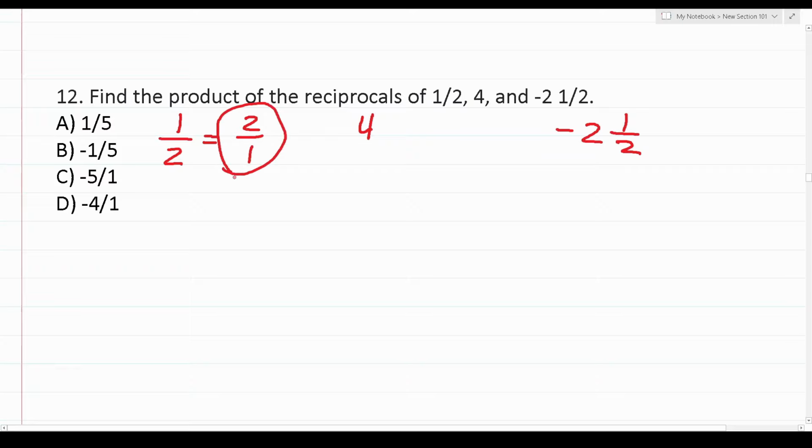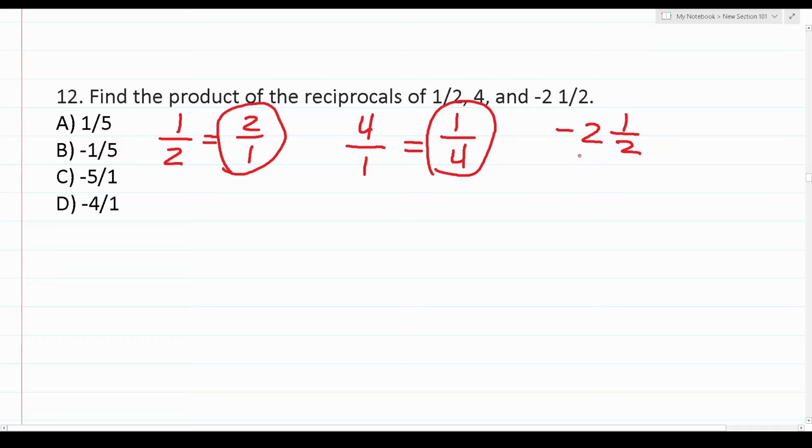And I'm just going to circle that so I know that that is the reciprocal. 4 is a little bit more difficult insofar as you have to realize that you can write 4 as a fraction by placing it over 1. And then its reciprocal is just 1 over 4. Again, we just exchange the numerator and denominator.